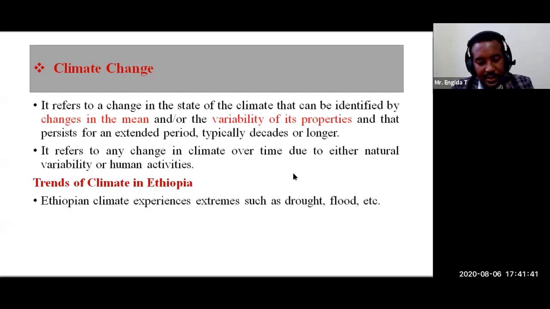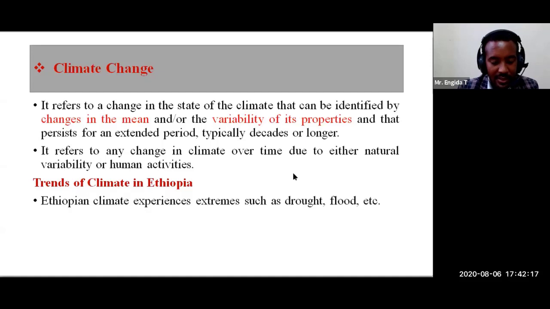The other very important issue in this chapter is global warming or climate change. Till now, we have seen the spatial variations of temperature and rainfall. We have also seen the temporal variations of rainfall and temperature, the agroclimatic regions, the rainfall regions particularly.